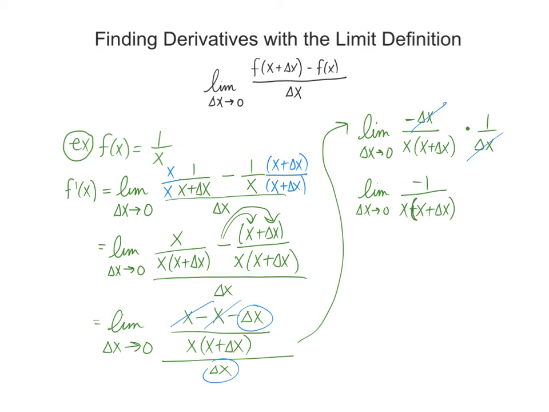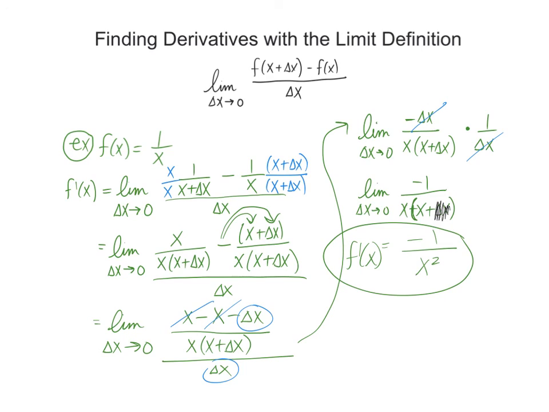All right, now I'm not going to get 0 if I let this delta x go away. Since delta x approaches 0, pretty much just ignore this part and see what's left over. Negative 1 on top, x times x on the bottom, x squared. So all of that tells us f prime of x, the derivative of f, is equal to negative 1 over x squared.